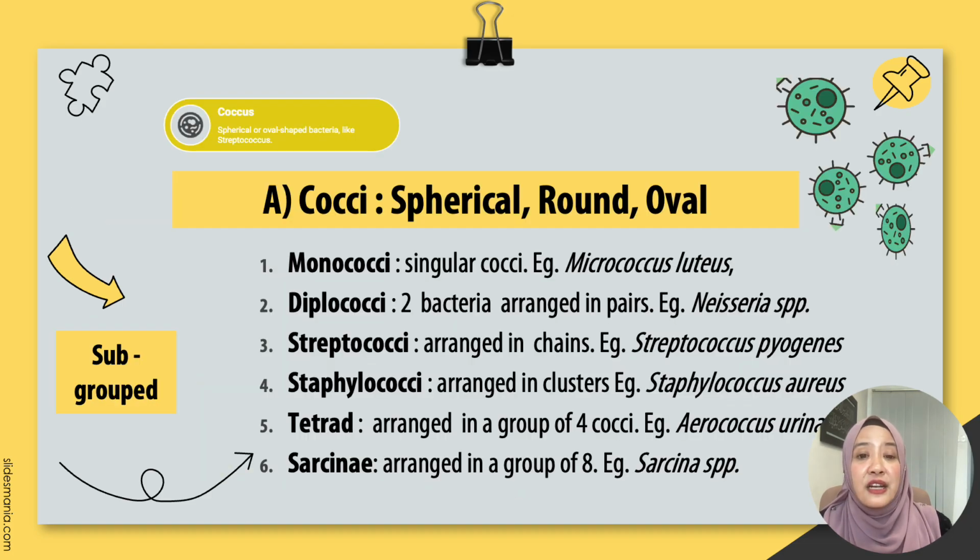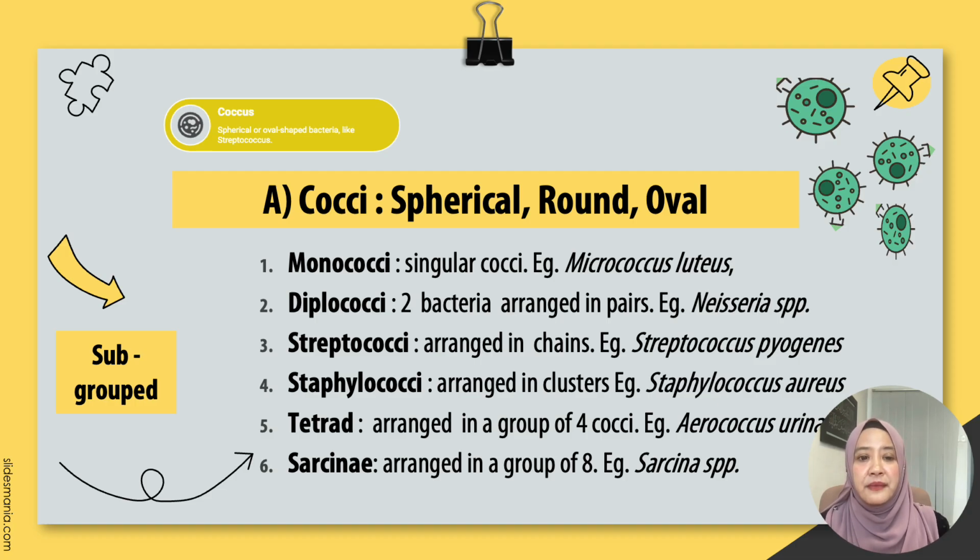Now let's have a closer look at cocci, your spherical, round, oval organisms. Cocci can be further classified into either being monococci, diplococci, staphylococci, streptococci, tetrads, or Sarciniae. So what's the difference? They are all the same in terms of their shape, they're all oval, but the difference lies in the way they are arranged.